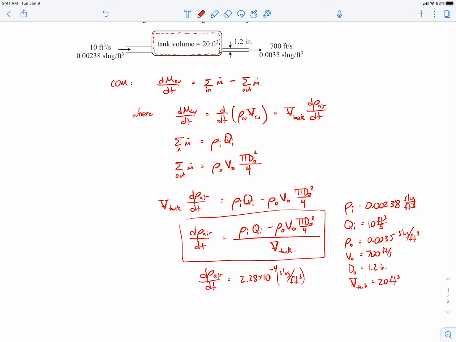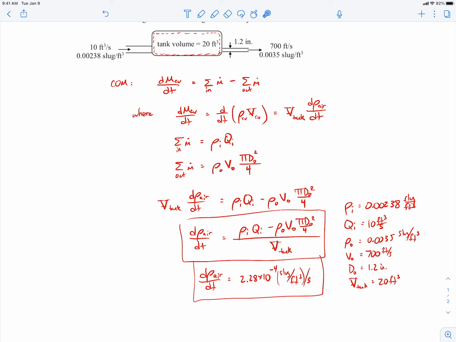Right, so the time rate of change of density would be like a density per unit time. So this is how the air density is changing with respect to time inside that tank. That comes from a conservation of mass type analysis.